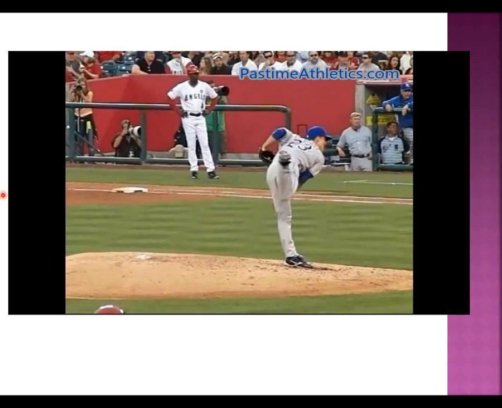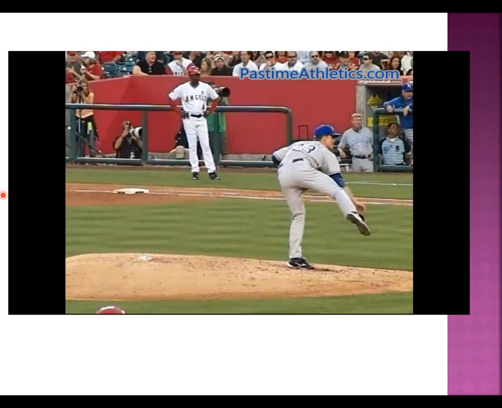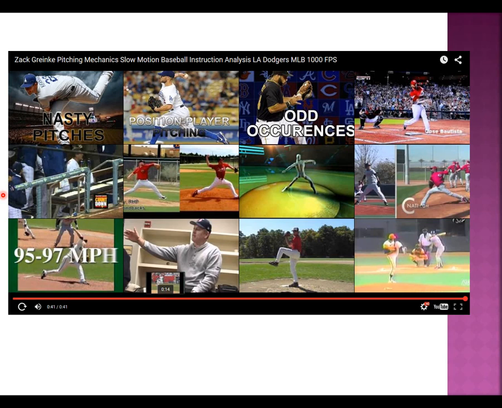If you're going to tear your UCL, it's going to be in that position right before, where his arm was at about the 90-90 position. Tons of force on the elbow. And then as he decelerates and follows through, that's going to have a little bit more force on the posterior capsule.